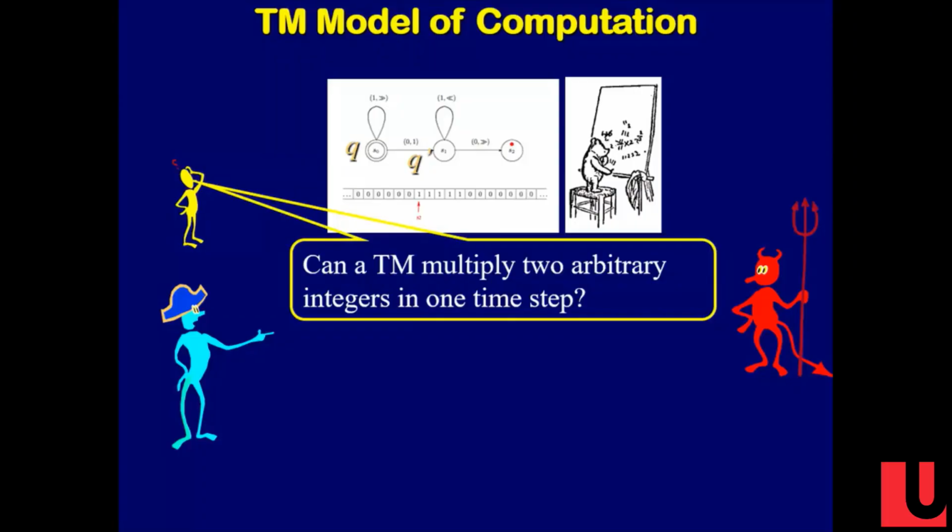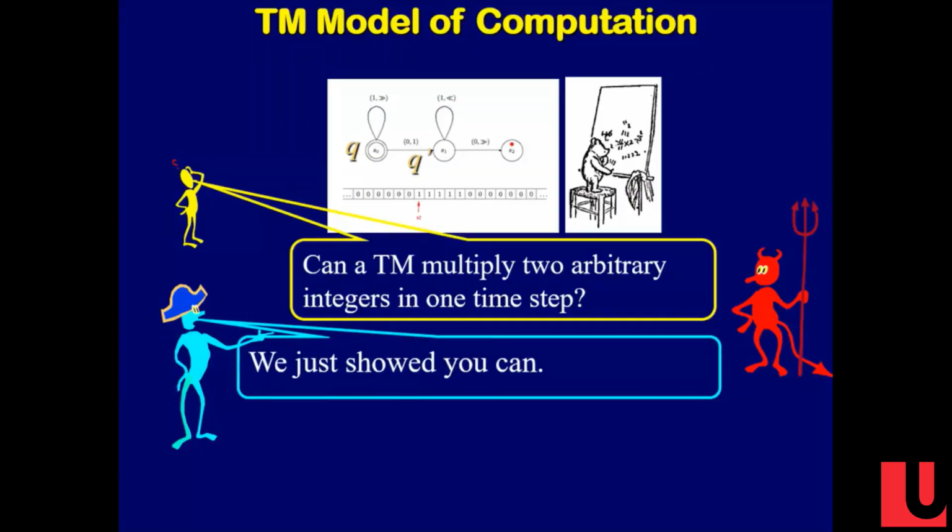You have to say, can I multiply two integers in one time step? Can you? You could say, yes, we just did it. Remember, we just did it. Did we multiply two integers? We were actually adding them, but we could have been multiplying them. Did we add two integers? Did we add two arbitrary integers?